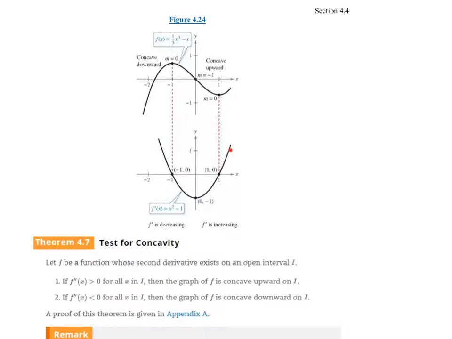They graph it perfectly below it, and they say, okay, because it's decreasing, the first derivative is decreasing on the interval negative infinity to 0. That is where it's concave down. Notice that it is part of a frown right here. So that's concave down, right?